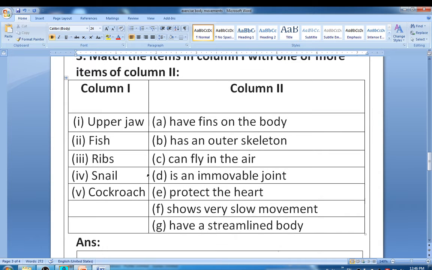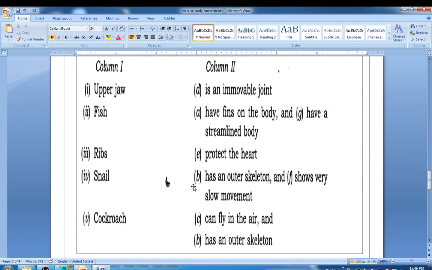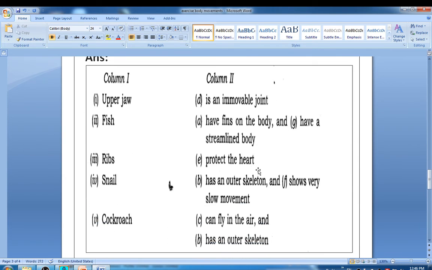Next, match the following. See, in column 1, 5 items are given, and here you can see there are 7 options. Maybe column 1 has 2 options for some items. So like that you have to solve this match the following. I have already given the answers. You can see here. Column 1, upper jaw. See the answers directly. We will not discuss column 1 and 2, we will discuss the answers directly.